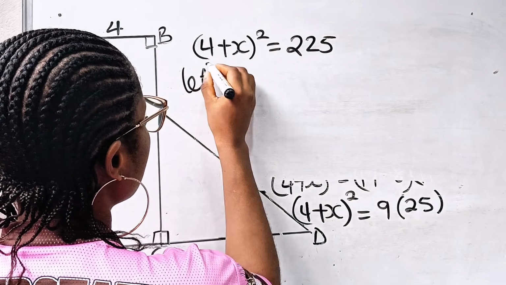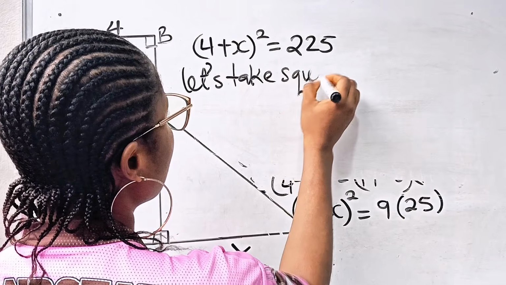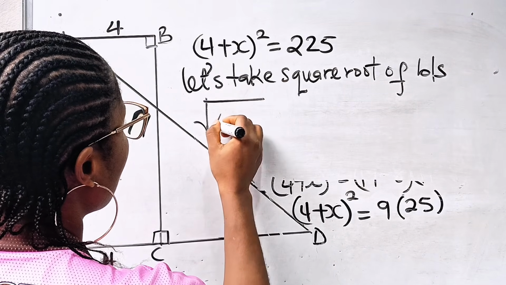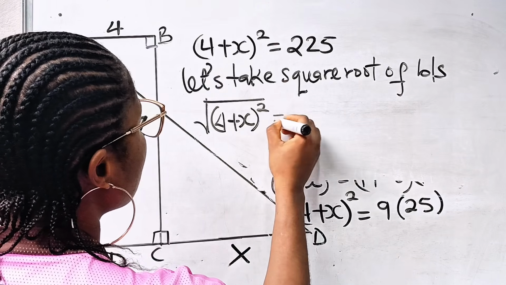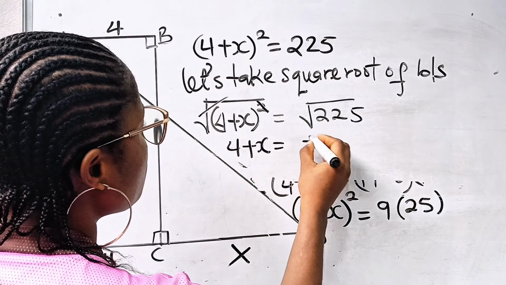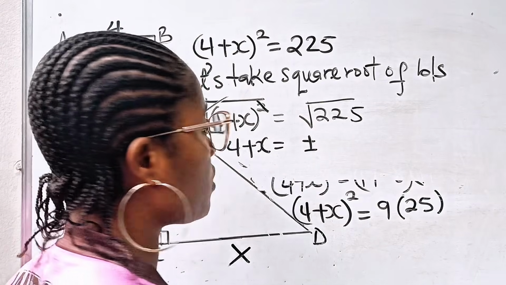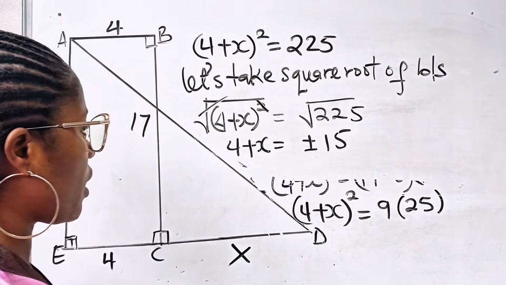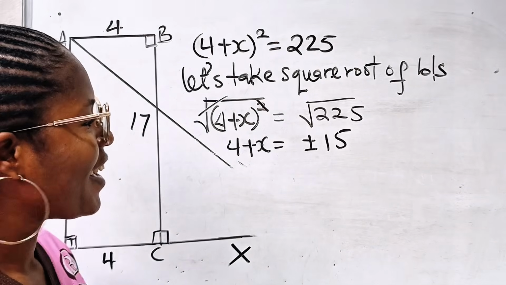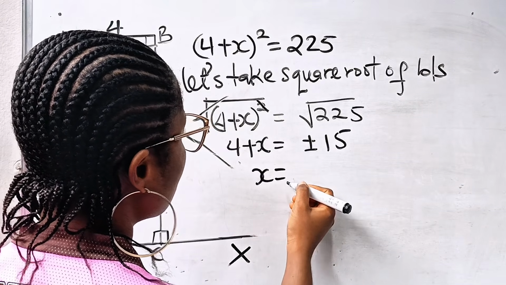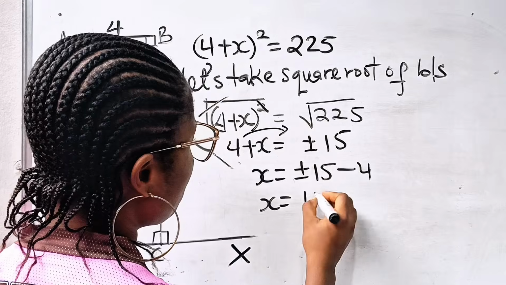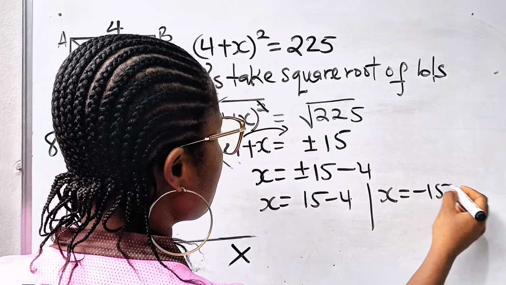Now let's take the square root of both sides. So we have the square root of 4 plus x squared is equal to the square root of 225. So we have 4 plus x is equal to plus or minus the square root of 225, which is 15, right? Yes, it's 15. Moving forward, x will be equal to plus or minus 15, then this 4 will go to the other side, minus 4. So x will be equal to 15 minus 4, and x will be equal to minus 15 minus 4.